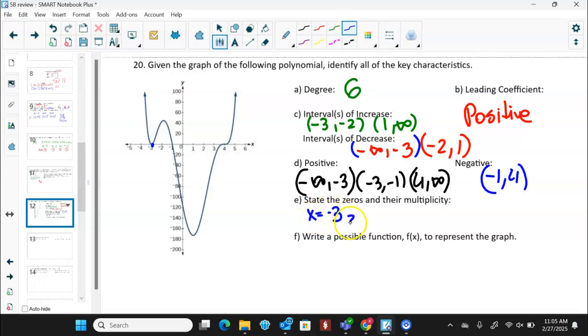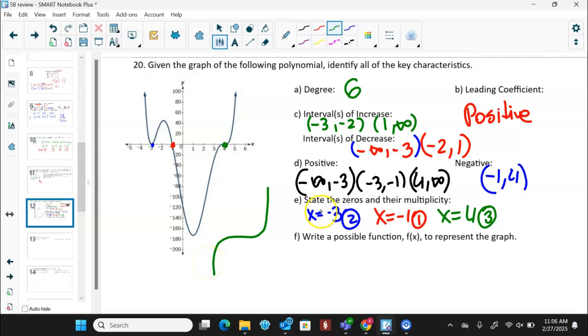And the multiplicity, it's 2 because it's a bounce. Then I have another 0, x equals negative 1. And the multiplicity, it's 1 because it's a slice. And then lastly, up here, I got x equals 4. And it is a slide, which means it's a 3. Slide means it goes and it crosses, okay?